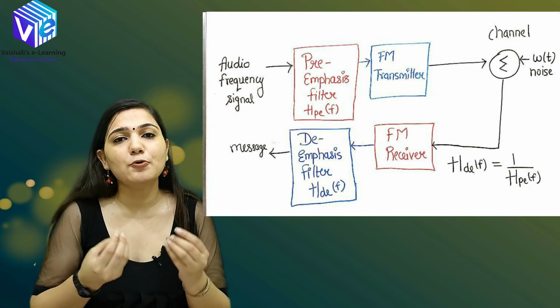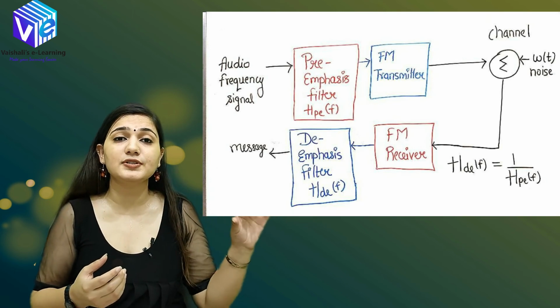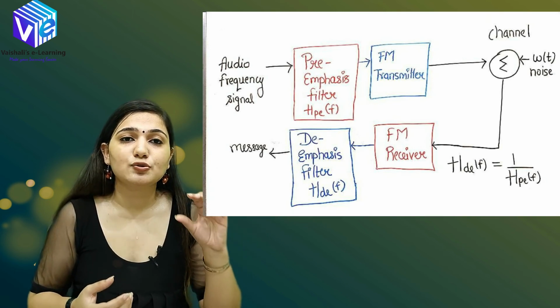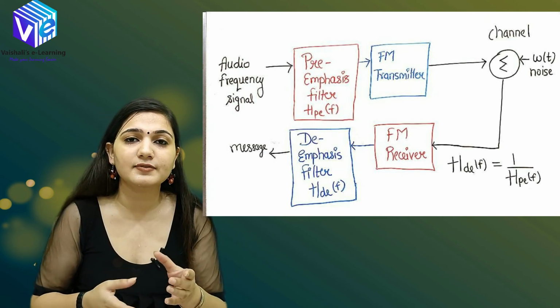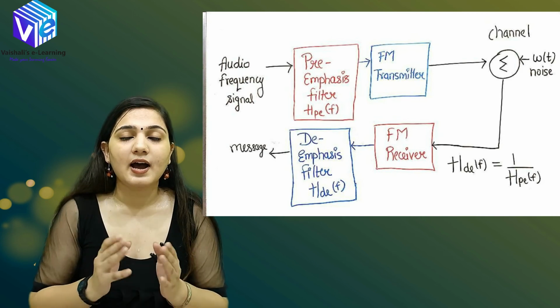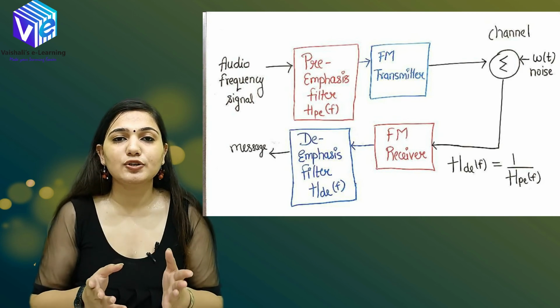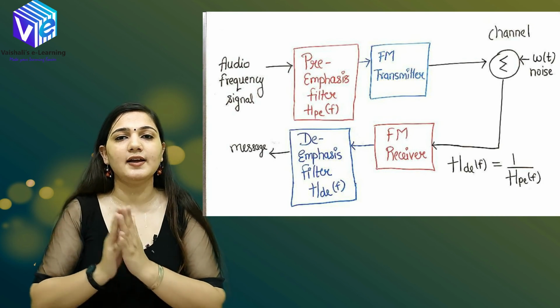If I talk about the circuit, I have the input. The input signal is first passed through the pre-emphasis filter, then it is passed through the modulating circuit, then it is passed to the channel where the noise is added. After that it is passed to the demodulator. From there it is passed to the de-emphasis circuit and I'll get the output back. So this was all about pre-emphasis and de-emphasis.